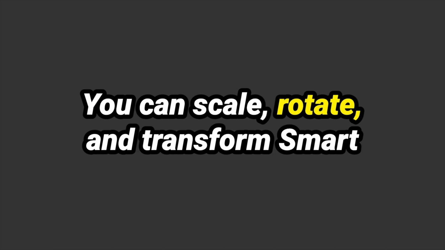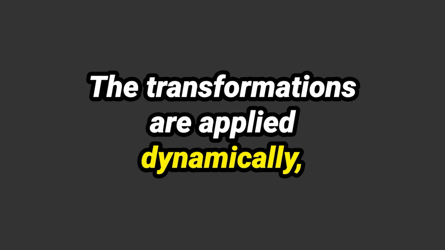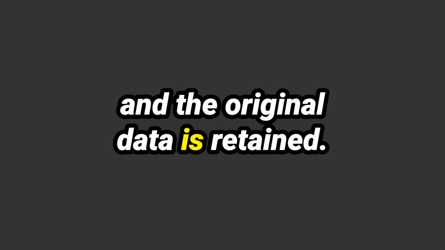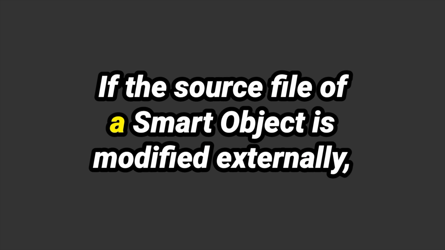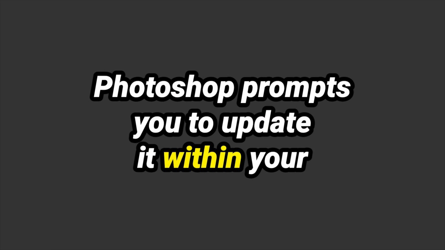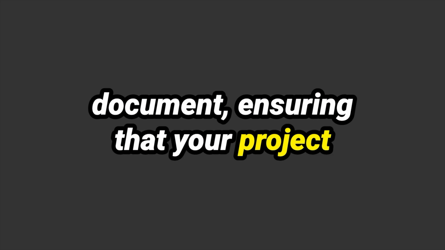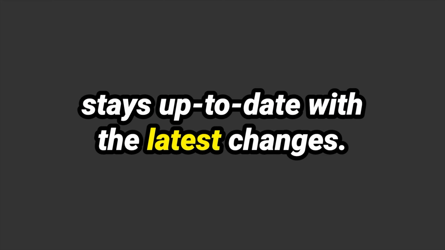Why are smart objects important? You can scale, rotate, and transform smart objects without any loss in image quality. The transformations are applied dynamically, and the original data is retained. If the source file of a smart object is modified externally, Photoshop prompts you to update it within your document, ensuring that your project stays up to date with the latest changes.